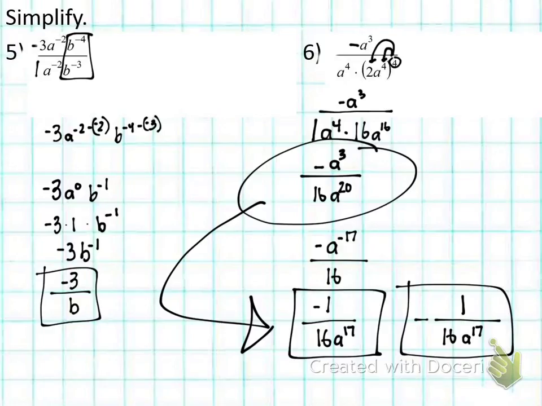Yeah, there's 3 a's on the top, right? A to the 3 on the top. This one has 20, so take the smaller one, a to the third. Let's just cancel that out. And then let's take out 3 from the bottom. 20 minus 3 is 17, right? Did y'all see that? So what's the coefficient here? -1, right? 16a to the 17th.